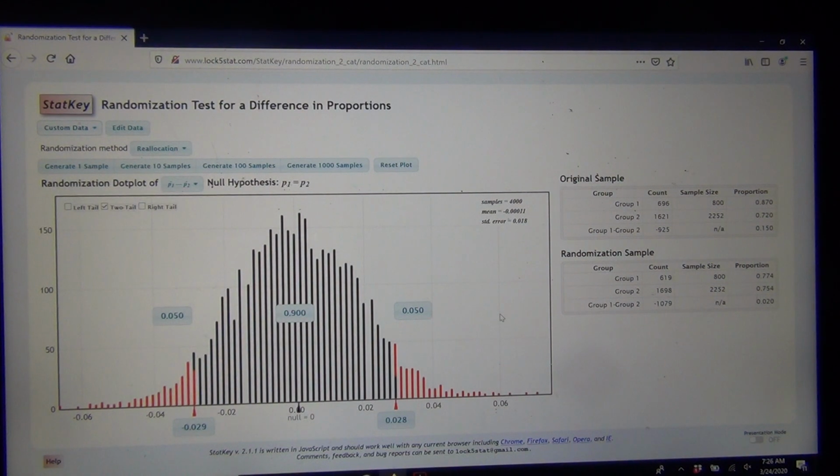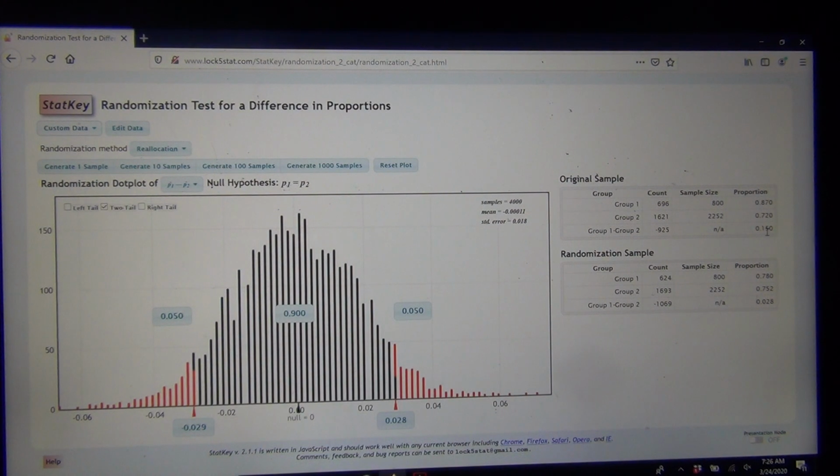We got 90 in the middle. Now, here are the tails. So the computer thinks that any sample difference above 0.028 would be significant, and anything below negative 0.029 would be significant. So the question is, what was our original sample difference? Well, it's right here. By the way, don't get confused. These randomized samples are just the information on all of these simulated samples, and they change depending on which one I'm looking at. But the original sample is what we're thinking about. The original sample difference was 0.15.